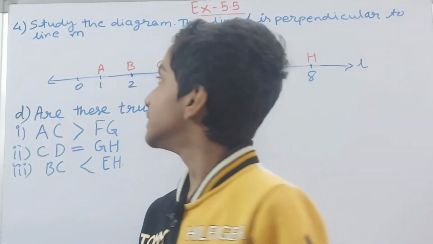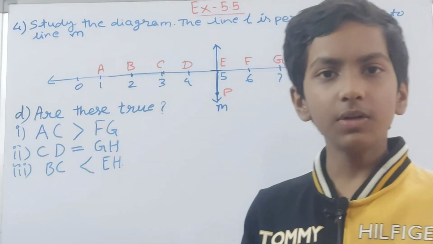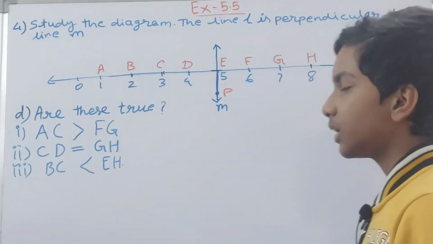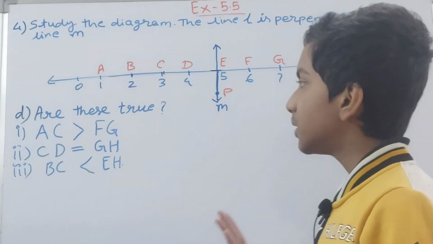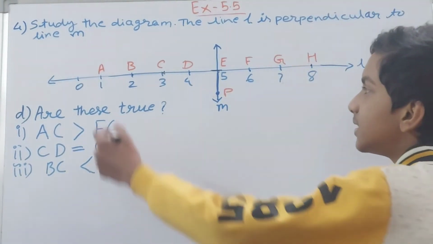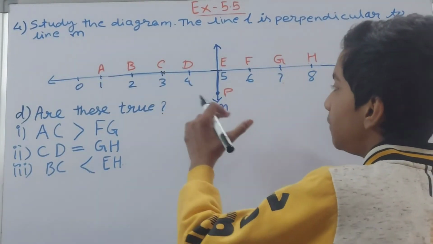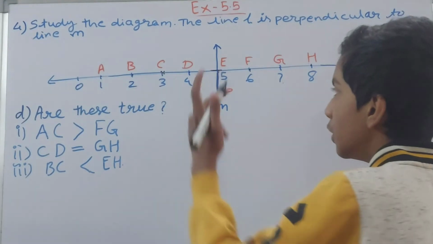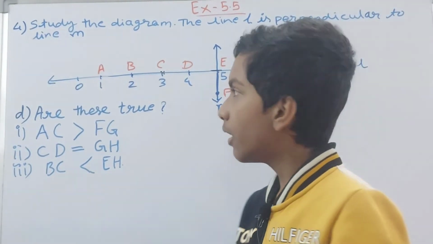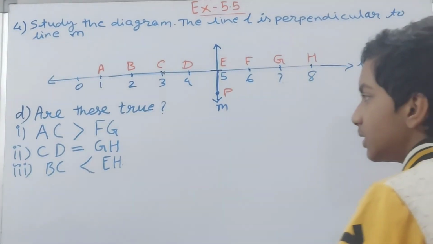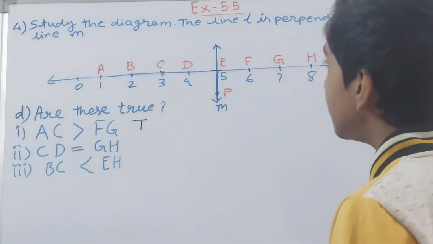Next part is, are these true? Some statements are given. We have to tell whether these statements are true or not. First one, AC is greater than FG. AC is this, A and C, and FG is this and this. From A to C we have 1 and 2 units, from F to G only 1 unit. So which one is greater? Of course AC is greater. So this statement is true.